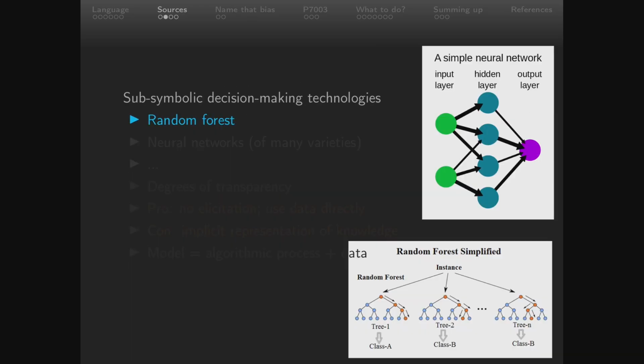Flip that round, look at sub-symbolic decision-making technologies. Cue gratuitous picture of a neural network and a random forest. Then we've got various kinds of technologies here, loads of different kinds of technologies here, too many to list, which all work in slightly different ways to do similar sorts of things. And depending on the particular technology, they offer us different degrees of transparency.